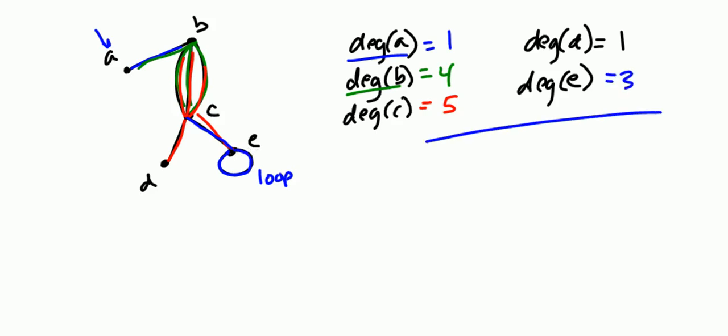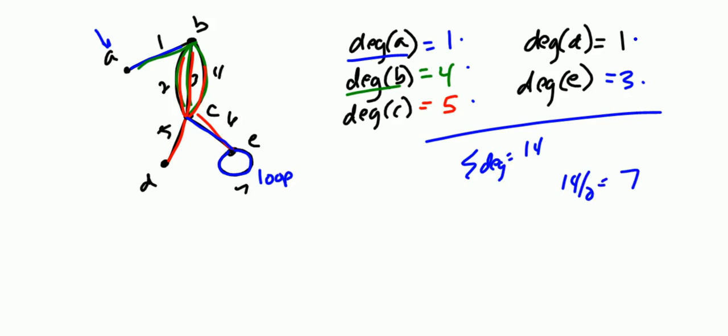Now if you add these all up, you can see 1, 4, 5, that's 10, 11, 3 is 14. The sum of the degrees is 14. 14 over 2 equals 7, and if we were to count the edges, 1, 2, 3, 4, 5, 6, 7, we can see that this works. If you tried to make this a 2 instead, you would have had an odd number of degrees and the handshaking theorem would have been violated.